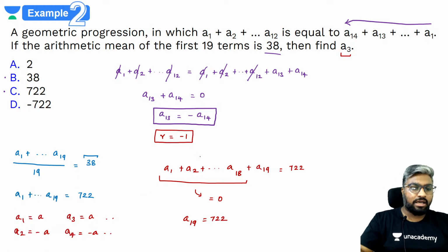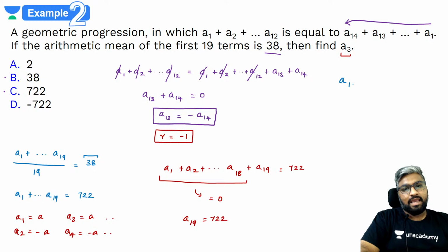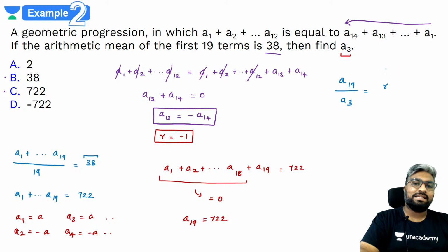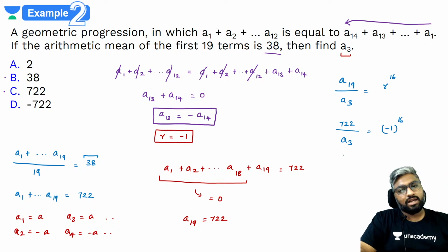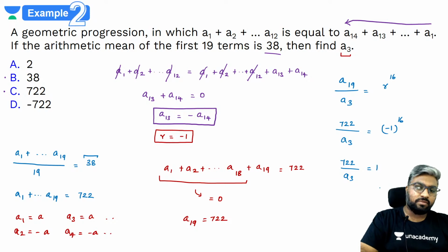Can we find out A3 from there? Yes. A19 by A3 is nothing but r to the power 19 minus 3, r to the power 16. A19 हमें पता है 722 है, divided by A3 should be equal to r, which is minus 1, whole power 16. So what are you getting? 722 by A3 is equal to positive 1, or the third term of the sequence is 722. Say yes if this is clear, guys.